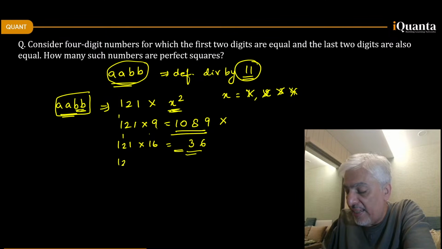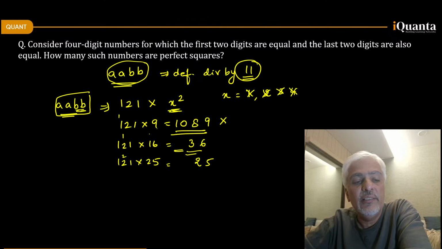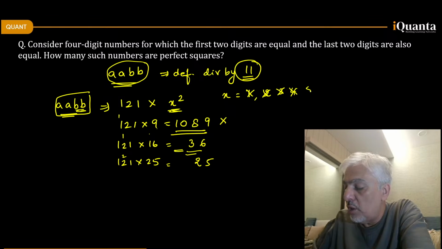What about x5? If I take x5, here 25 will come. 25 ones are 25. 2 carry. 25 twos are 50 plus 2, 52. Don't even check further. 5 is also not working.